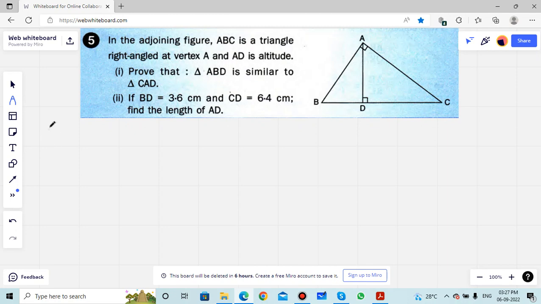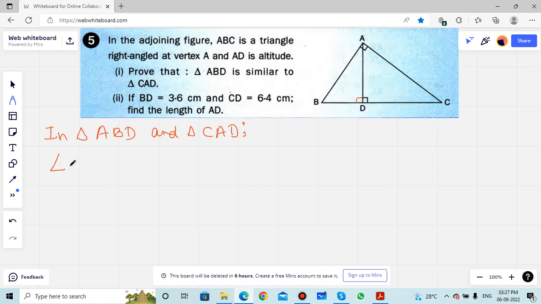So right here in triangle ABD and triangle CAD. See in the two triangles, let's see here before we move on. In both the two triangles, one thing that we can see is 90-90 here. So we will write that first.